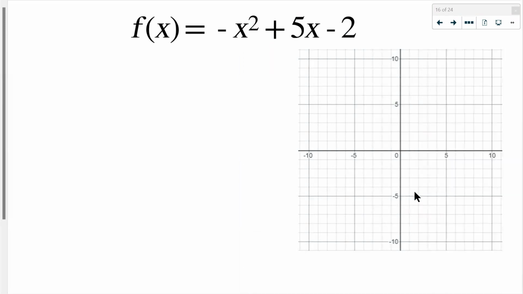Step one, we're graphing a quadratic. We are in standard form. Let's find our AOS first. AOS is the opposite of B, so that would be -5. Oh, I don't want to do this problem. I lied. We're going to pause.